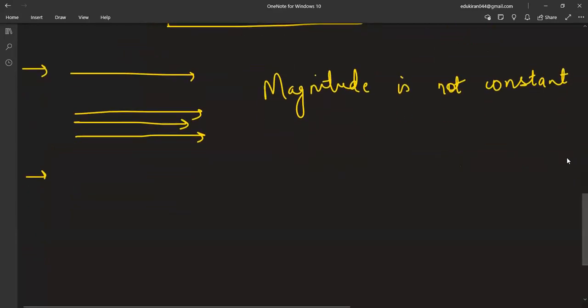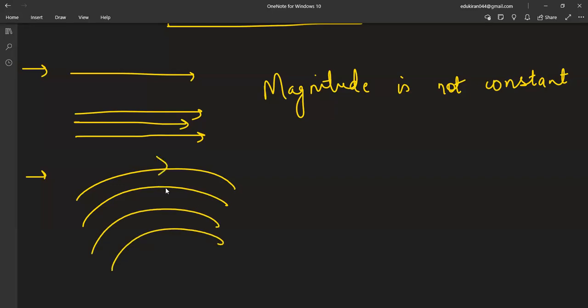This is in non-uniform field I'm talking. Or the field lines can be this also. Somewhere in questions you will see field lines are this. This means direction is not constant.